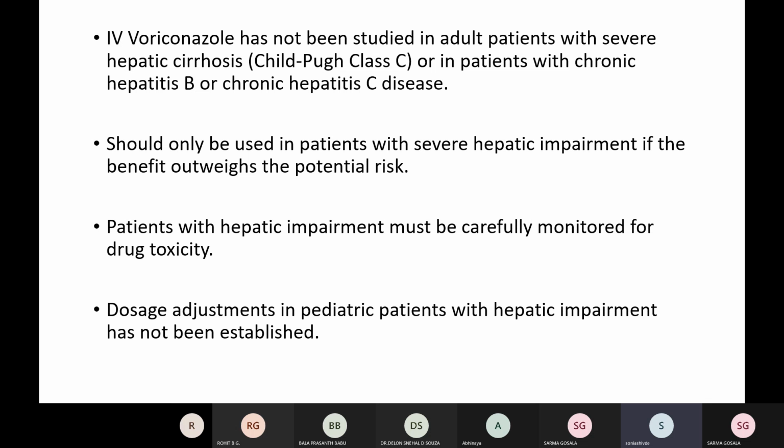It should only be used in patients with severe hepatic impairment if the benefit outweighs the potential risk, and we don't have any other safe drug in such a condition, but it should be a patient-based approach. Ideally, we should avoid it. Patients with hepatic impairment must be carefully monitored for any signs of drug toxicity. Dosage adjustments in pediatric patients with hepatic impairment have not been established, and ideally we should avoid using it in pediatric patients with hepatic impairment.